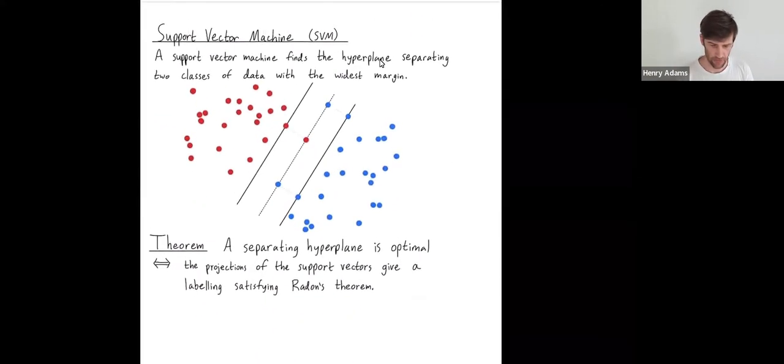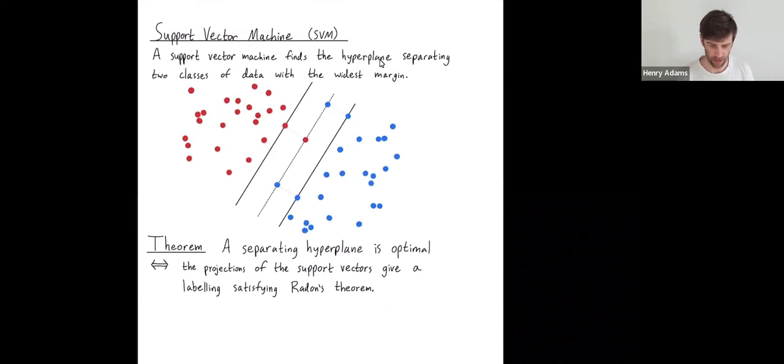So the theorem is that a separating hyperplane is optimal if and only if the projections of the support vectors to the separating hyperplane give a labeling satisfying Radon's theorem. Namely, we take these support vectors, we project them to the separating hyperplane, okay? And then the convex hull of the projected support vectors from the blue class should intersect the convex hull of the projected support vectors from the red class.